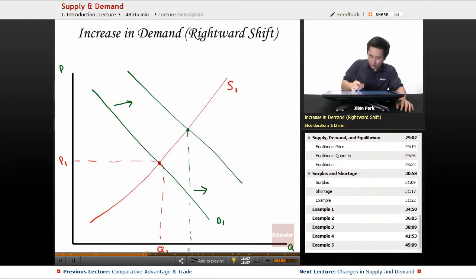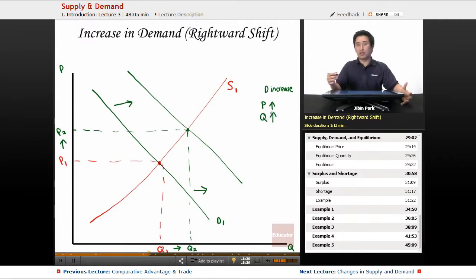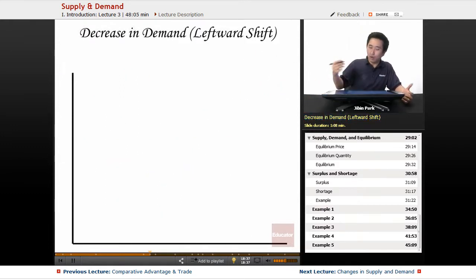What ends up happening is that you have an increase in quantity and you have an increase in price. So if there's a demand increase, then the equilibrium price goes up and the equilibrium quantity also goes up. So I think this is very straightforward. If something becomes more popular for whatever reason, or if there's an increase in income, then both the equilibrium price and quantity will increase. Now, what would it be if there's a decrease in demand?